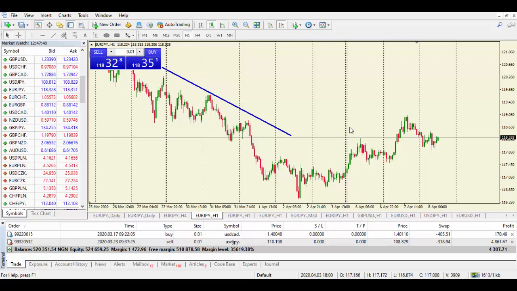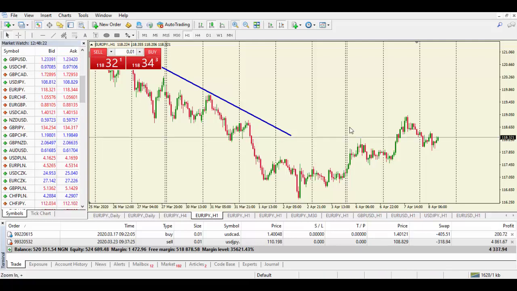From here it bounced on this support and gave us a new high, came down, and gave us a new low, because this low is higher than the previous low. We are gradually seeing the characteristics of an upward trend here. It gave us this new low and moved up to give us a new high, higher than the previous high. Now we have clearly seen the characteristics of an upward trend.